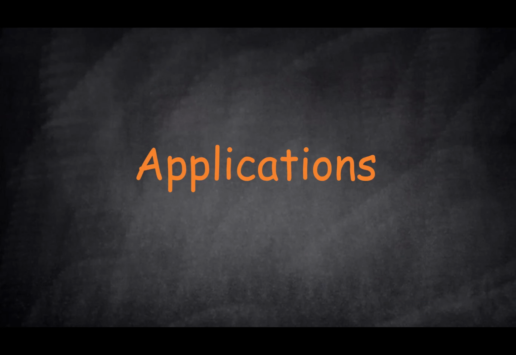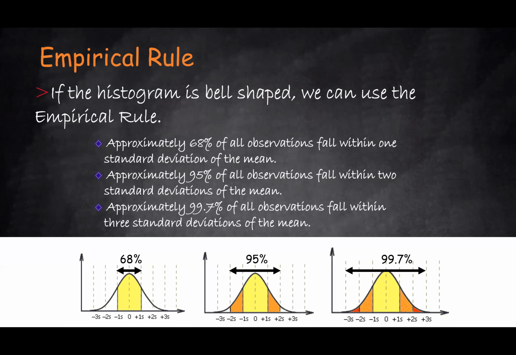So let's see some applications. The first one is called the empirical rule. It says that if the histogram is bell-shaped, which is symmetric, we can use the empirical rule and say that approximately 68% of all observations fall within one standard deviation of the mean. So if you look at the graph on the left, the histogram, the center is 0. If you take one standard deviation to the right or one standard deviation to the left, you will cover about 68% of your observations.